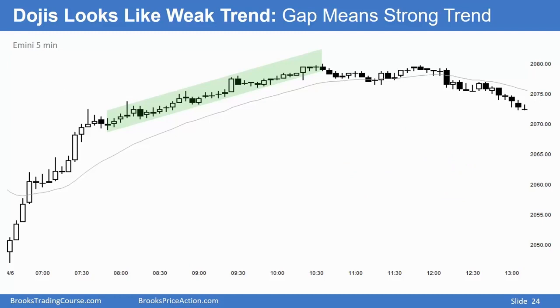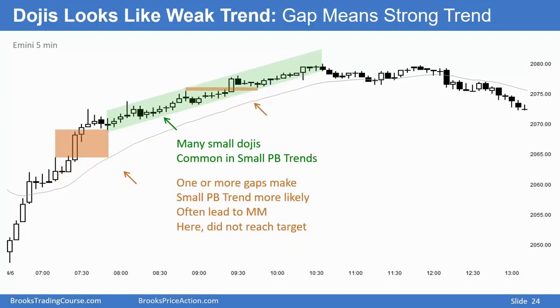A lot of bars that do not look particularly bullish. A lot of small bars, a lot of dojis, a lot of prominent tails, a lack of consecutive big bull bars closing on their highs. One of the characteristics of a small pullback bull trend. And then, most importantly, in addition to seeing weak bars, I want to see gaps, at least one or two.